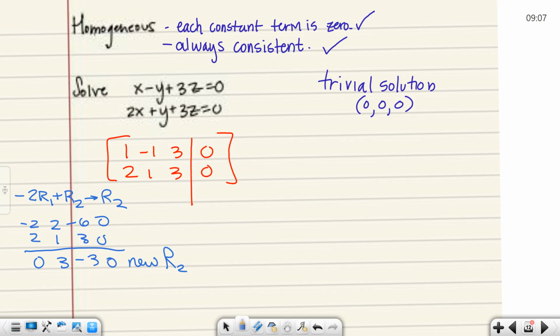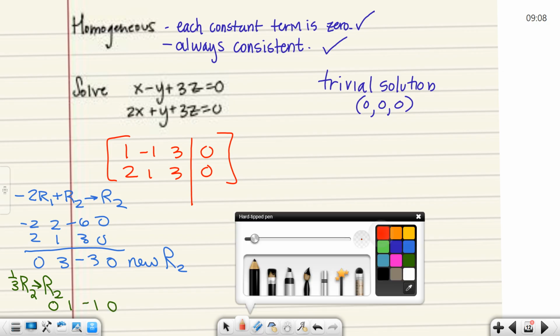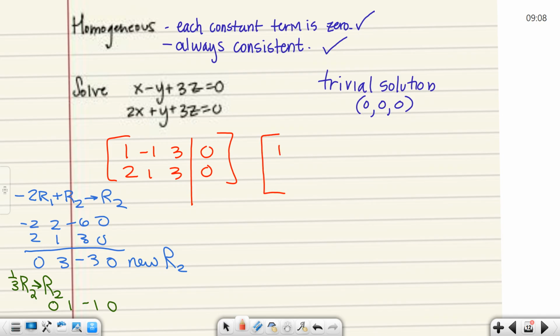Now, I'm also much better at this. I hope we all are much better than this, but I'm also much better at this now than I was a week ago, right? And so I know, hey, that's going to be a 3 there. What am I eventually going to want there in that 3 position? A 1. So I'm going to go right here and do 2 birds with 1 stone. So after I get this new row 2 right here, I'm going to say 1/3 row 2 gives me a new row 2. And so then I'm going to have it as 0, 1, -1, 0. Just to save us some time, save us some space, save us a little hassle.